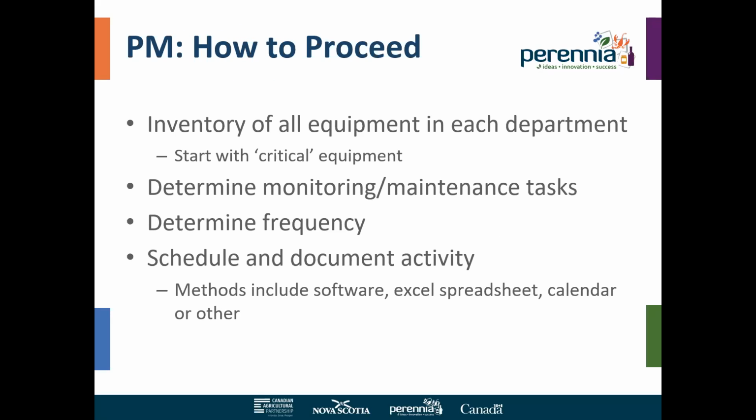So how do you proceed when it comes to developing a preventive maintenance program? First of all, you're going to inventory all the equipment in each of your buildings, whether it's a pack house or the storage area or what have you, and you're going to start with the critical equipment, the ones that are in food contact with the product. And then you have to come up with a frequency. So how often do you have to do preventative maintenance on this piece of equipment?